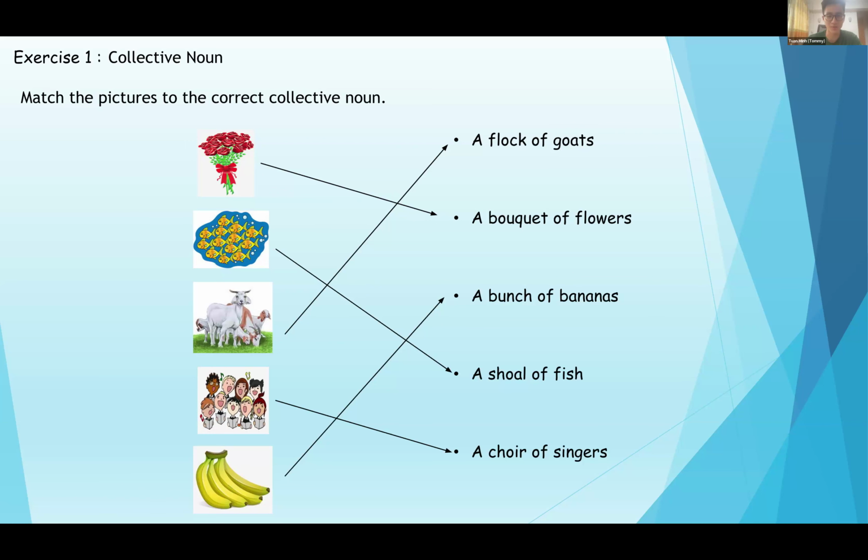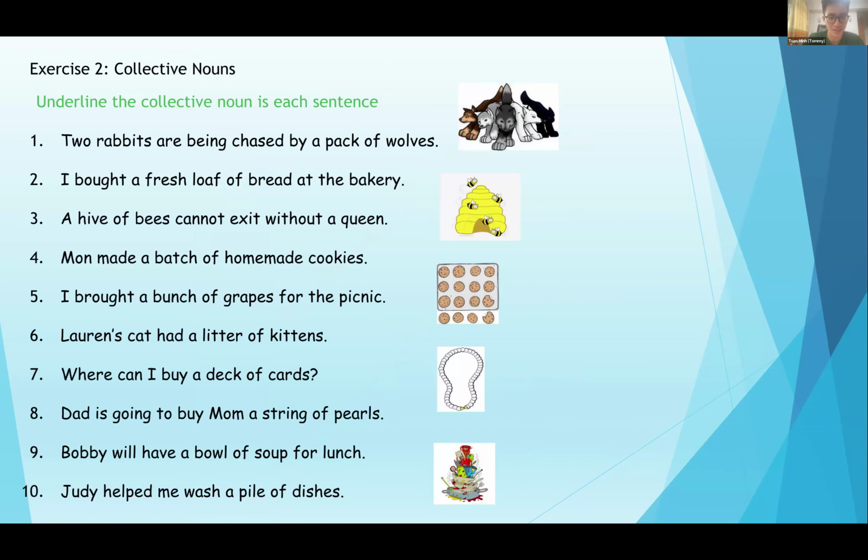All right. I hope that through this brief exercise, you might understand more about the collective nouns. And now let's move on to the next slide. Oh yes, an extra exercise about collective nouns. We have 10 sentences here, and your job is to find, identify, and underline the collective noun in each sentence.